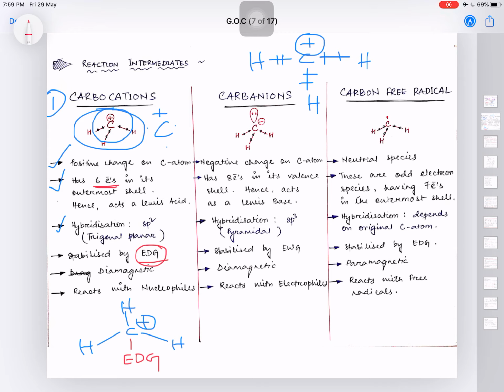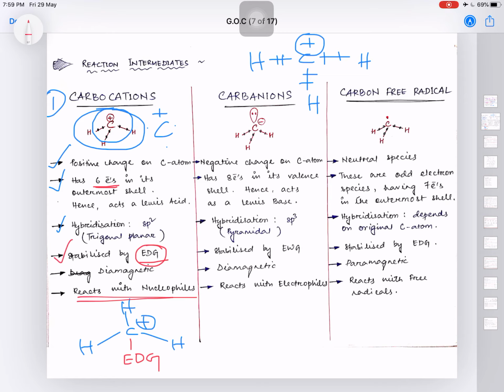And lastly, it reacts with nucleophiles. Now see, nucleophiles are electron rich species. So carbocation carbon, since it is an electron deficient species, nucleophiles will be more reactive towards carbocations. Since these are electron deficient and nucleophiles are electron rich species, there will always be a reaction between the nucleophile and the carbocation.